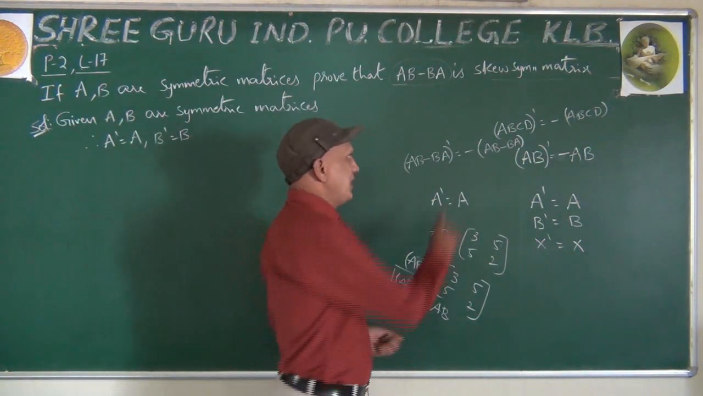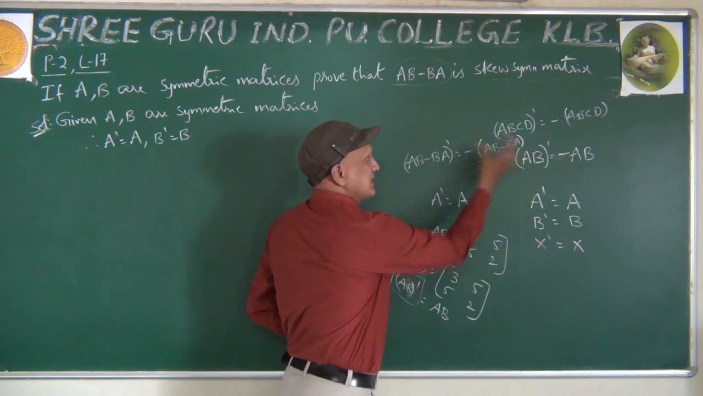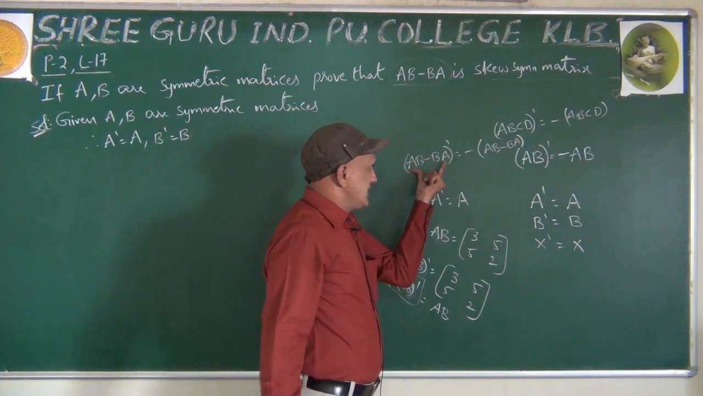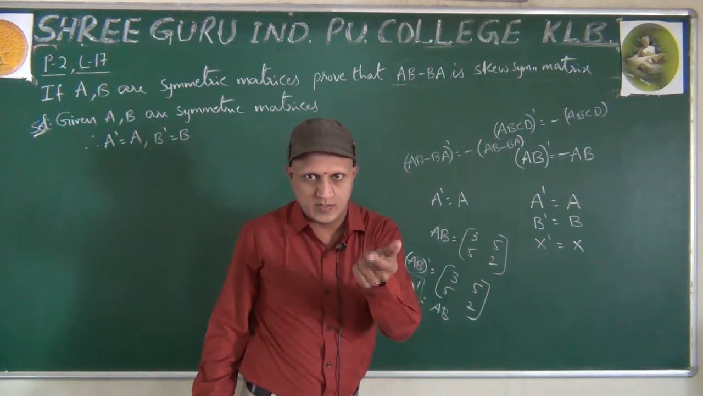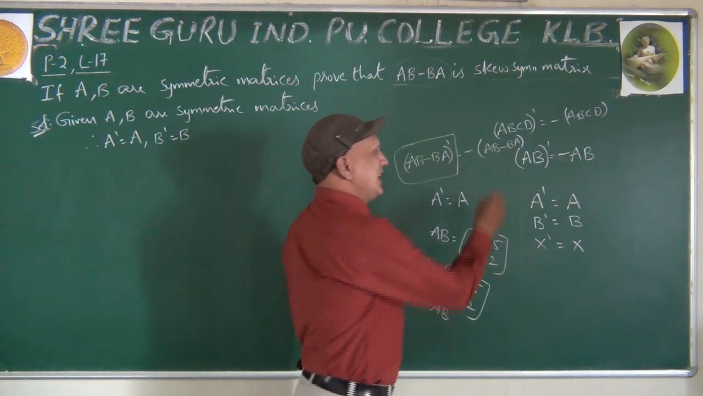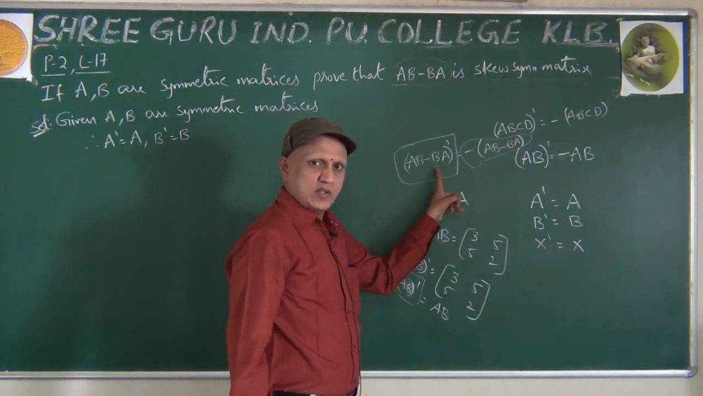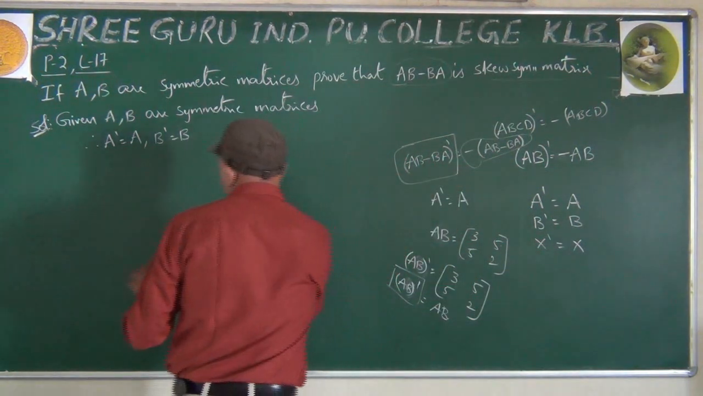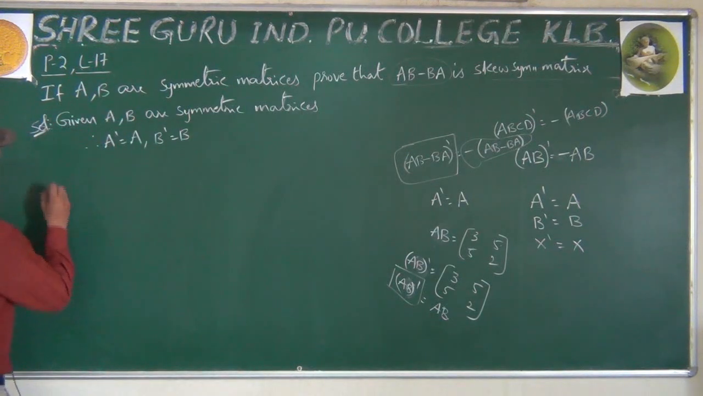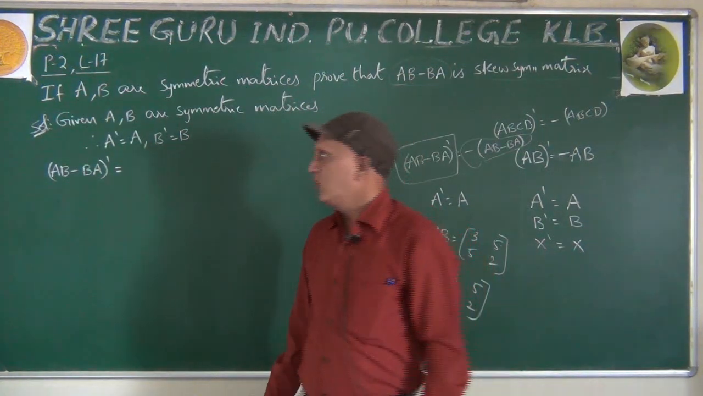How can we prove? By taking transpose. Answer negative of that matrix. Then we can say that AB minus BA is skew symmetric. Clear? So we have to find this one, prove this one. So AB minus BA whole dash equals AB minus BA whole dash.